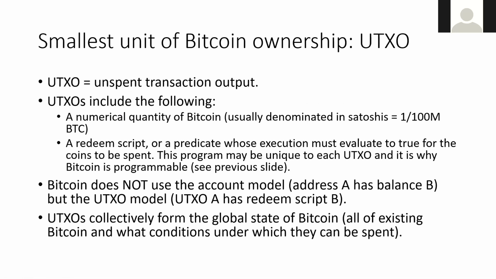So the smallest unit of Bitcoin ownership is called a UTXO. Strictly speaking, the smallest quantity of Bitcoin is called a Satoshi, which is 1 out of 100 million Bitcoin. But Bitcoin are logically grouped into containers, and these containers are called unspent transaction outputs. These unspent transaction outputs naturally contain a numerical quantity of Bitcoin. They also include a redeem script, which is a predicate whose execution needs to evaluate to true for the coins to be spent. So this is where Bitcoin's programmability comes from.